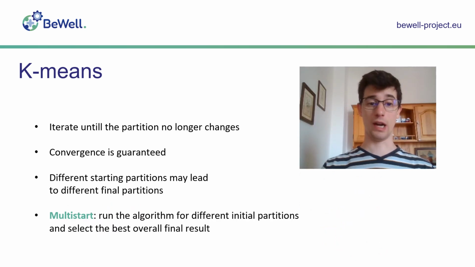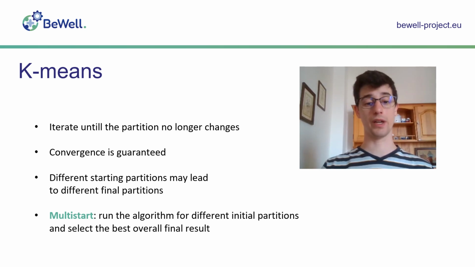What we just described is just a single iteration of the algorithm. Then we iterate the previous two steps until convergence, which means until the partition no longer changes. In general, we do not know how many iterations are needed to reach such final partition. This is why the algorithm is said to be an iterative algorithm. However, we do know from the theory that convergence is guaranteed. It will eventually find a stable final partition.